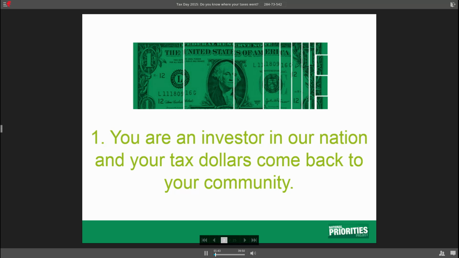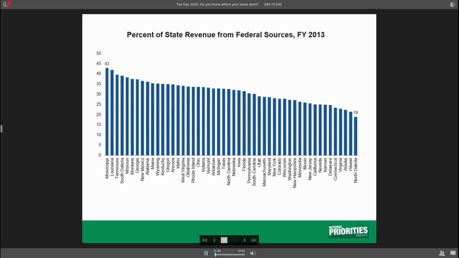The first thing, of course, is that you're an investor and your tax dollars come back to your community. And here you should be able to find your own state. This chart shows for each of the 50 states and the District of Columbia how much of state revenues come from federal sources. And this does not include money that goes directly to people in your state. So this isn't looking at things like Social Security, where a check comes directly from the federal government into someone's mailbox. This is really money that comes directly to your state government.